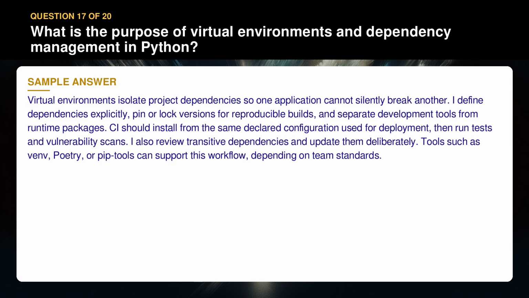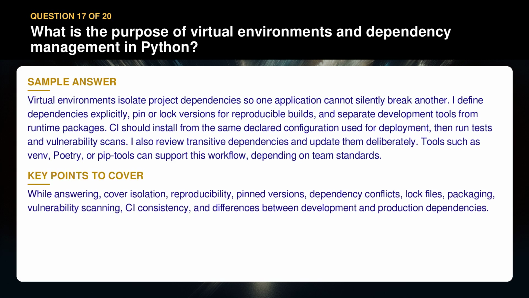CI should install from the same declared configuration used for deployment, then run tests and vulnerability scans. I also review transitive dependencies and update them deliberately. Tools such as venv, Poetry, or pip-tools can support this workflow, depending on team standards. While answering, cover isolation, reproducibility, pinned versions, dependency conflicts, lock files, packaging, vulnerability scanning, CI consistency, and differences between development and production dependencies.